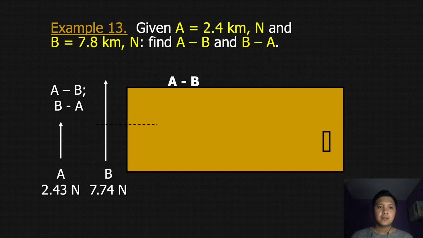Now to give an example, given a is 2.4 kilometers north and b is equal to 7.8 kilometers north, find a minus b and b minus a. If we draw a and b, they are both directed towards north, so they should go upwards. So a is 2.43 kilometers north, and then b is 7.74 kilometers north. So to get the resultant vector a minus b, we have to draw a first, so it should go up, and then since we subtract b from a, we have to change the direction of b, so from upwards it becomes downwards. So now the resultant vector should start from the point in which a started, and then it should point where b, the second vector, ends.